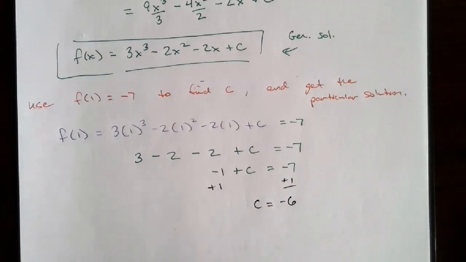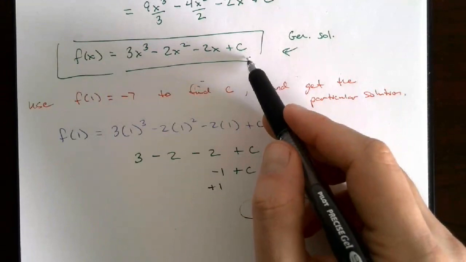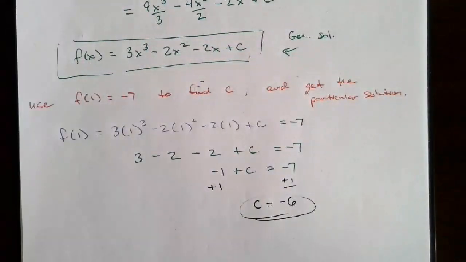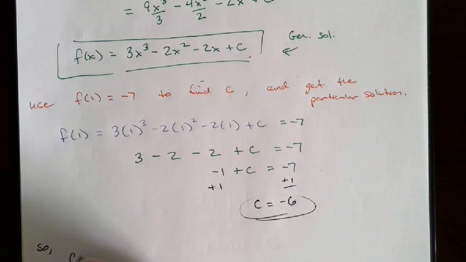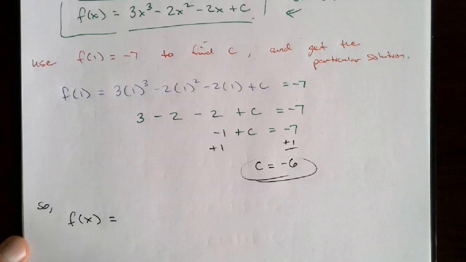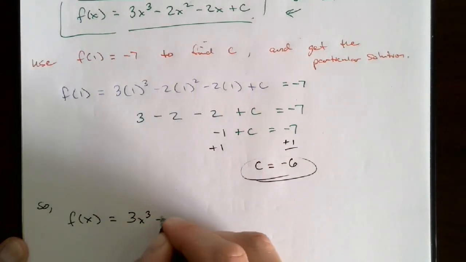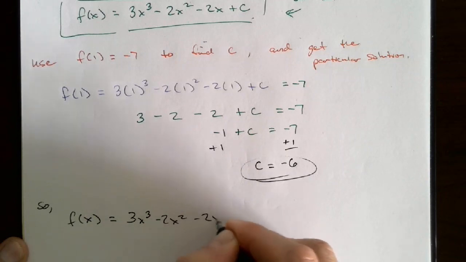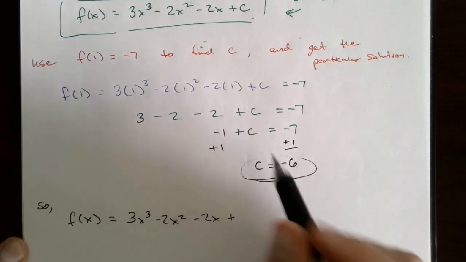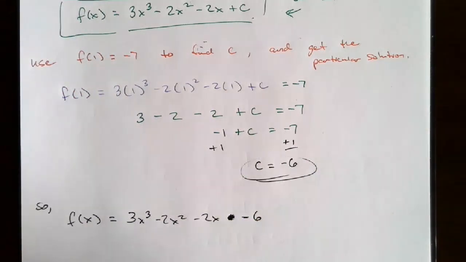That's great. Now remember what you're doing with that. You're going to take c equals negative 6 and use it up here for our function f of x. So our particular solution: f of x is equal to 3x to the third, this all stays what it was, minus 2x squared minus 2x plus, now c was negative 6, so I can write this as just minus 6.